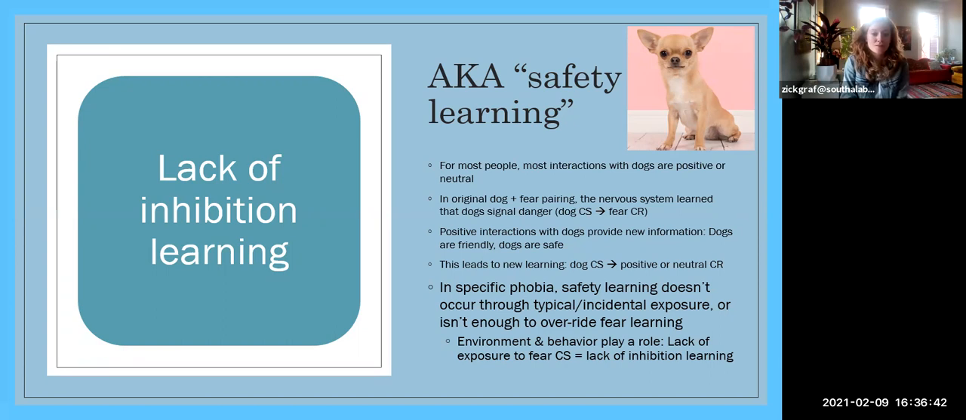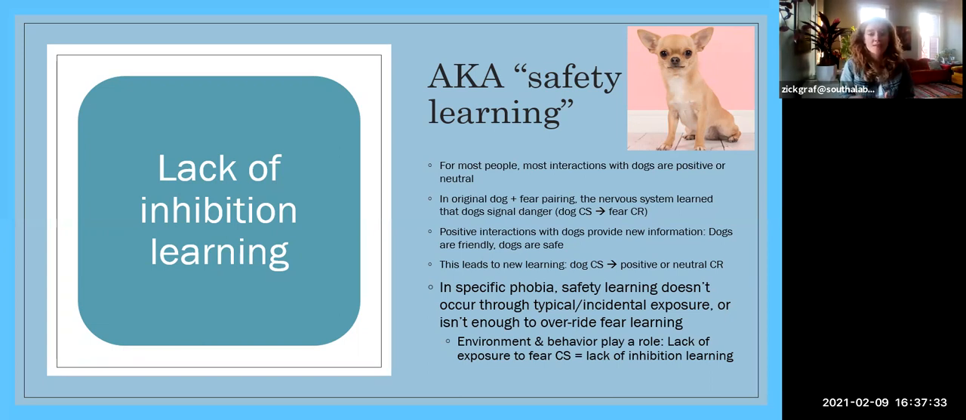For most people, most interactions with dogs are either positive or neutral. If someone developed an original pairing between dogs and fear, with dogs as the conditioned stimulus and fear as the conditioned response, it's because their nervous system learned that dogs signal danger. A dog was present when they had an unconditioned fear response. But if they go on to have positive or neutral interactions with dogs, their nervous system is learning from that too. It's learning that dogs are also present when things are safe. If that learning is deep enough, if it happens quickly, if it generalizes, if it is strong enough to compete with the fear learning, that person won't go on to develop a phobia. They have safety learning that overrides the fear learning that they acquired through that one negative pairing.